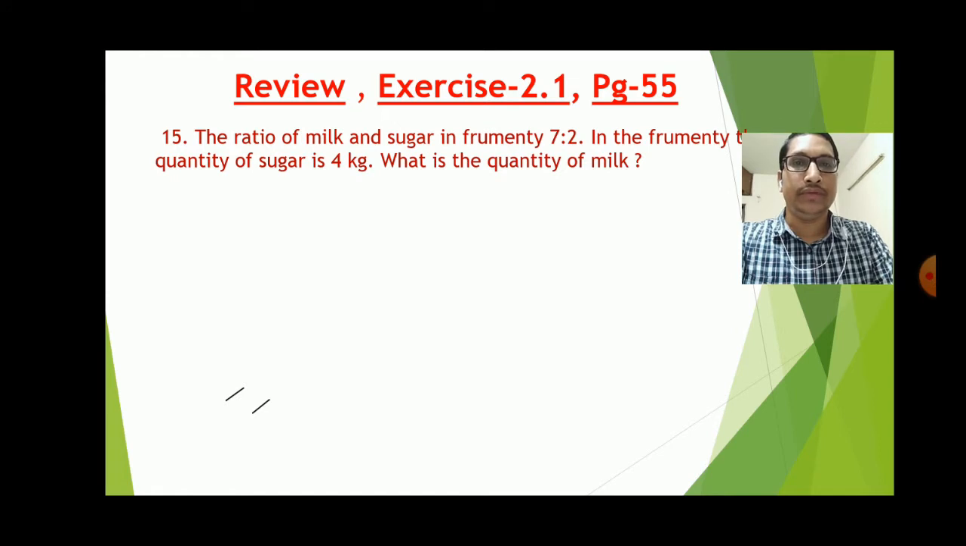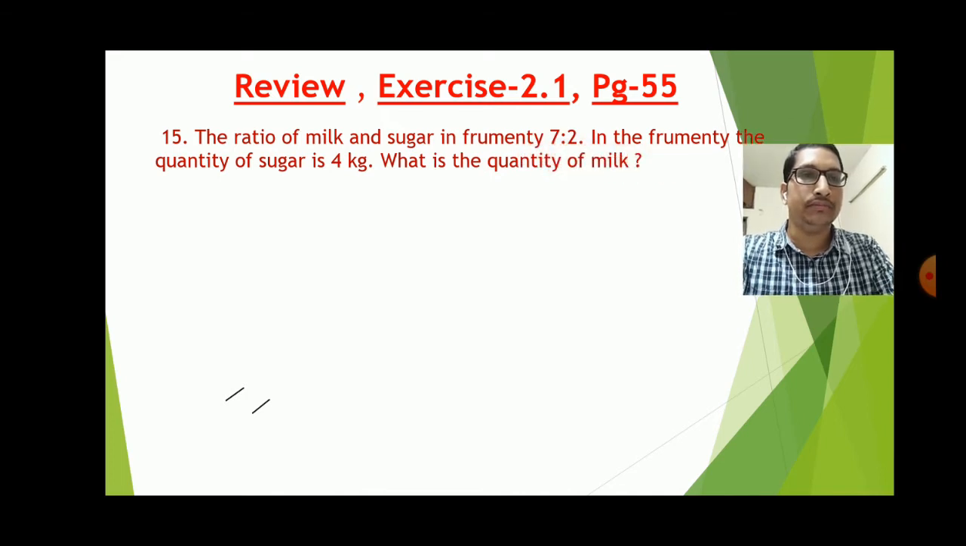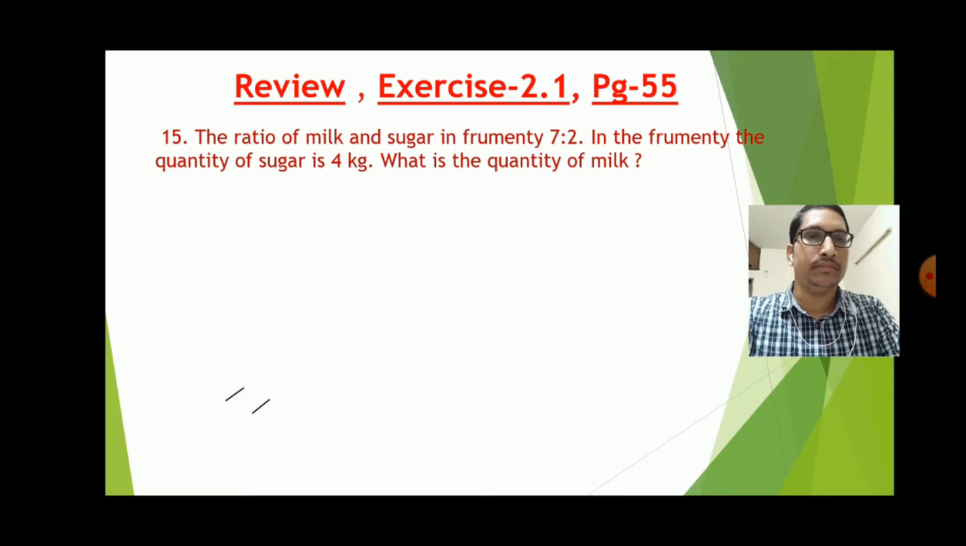Question number 15. What is the question? The ratio of milk and sugar in fluent tea is 7:2. In the fluent tea, the quantity of sugar is 4 kg. What is the quantity of milk? So here given the ratio of milk and sugar and given the quantity of sugar. Now we will find out the quantity of milk.